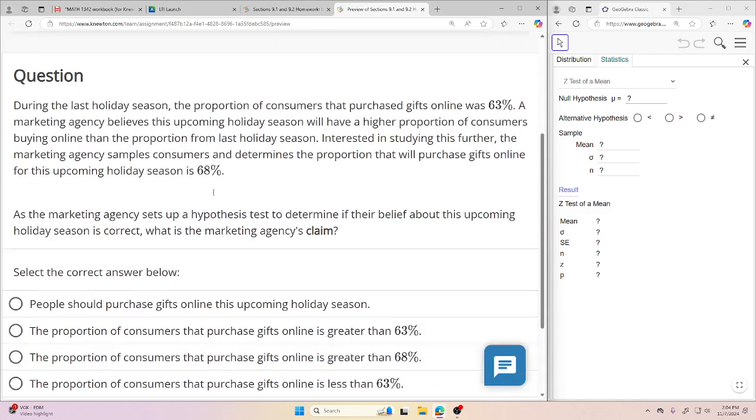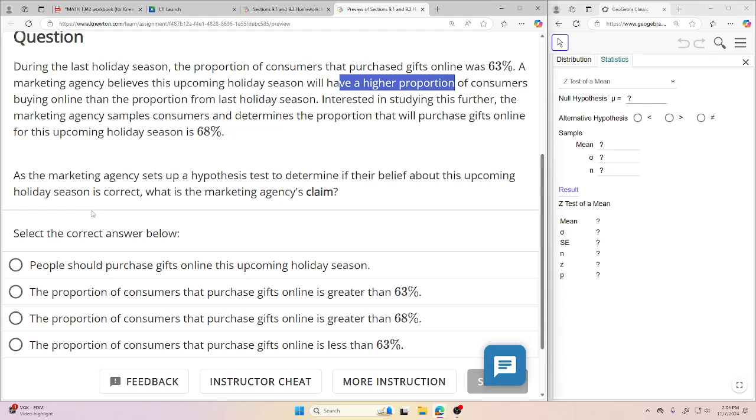Oh yeah, I love multiple choice. So during the holiday season, the proportion of customers involved was this much. They believe that it'll be higher. Interested in this and that. So what's the claim? Again, the claim is the not equal to. It's the opposite. It's the change. So we already talked about it, right? Is that an option? Which one would you use?